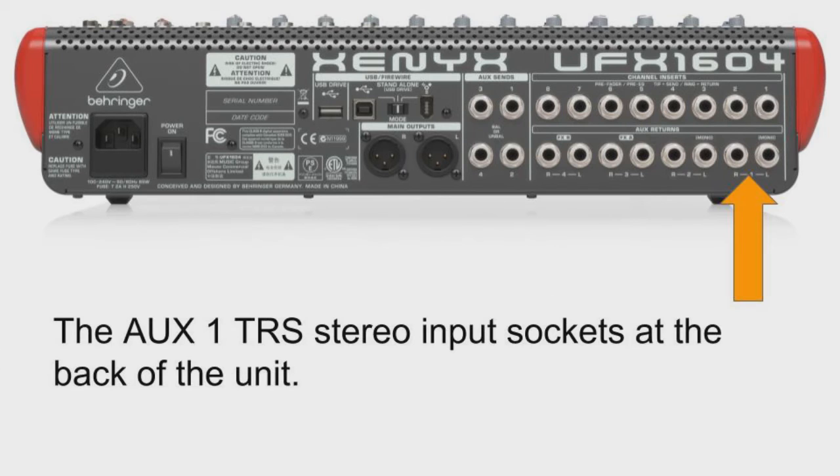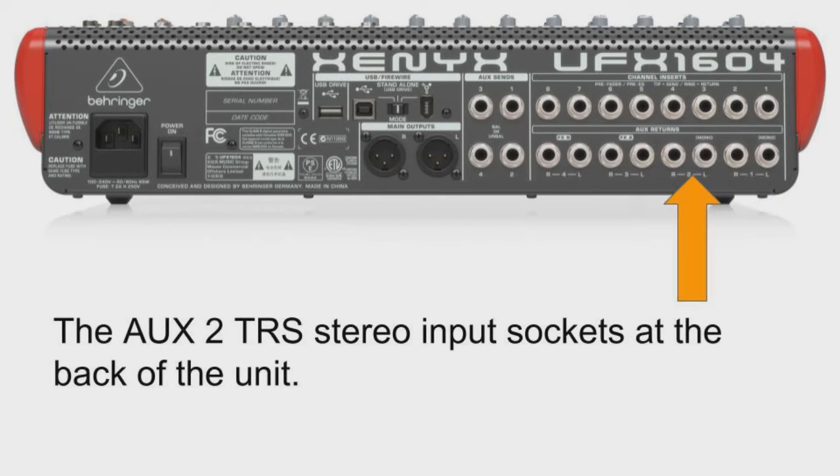Here at the back of the unit, we see the auxiliary 1 TRS stereo input sockets. Plugging only into the left, we get a mono signal coming back. Plugging into the left and the right, we get a stereo signal coming back. These are useful if we are using external effects modules.